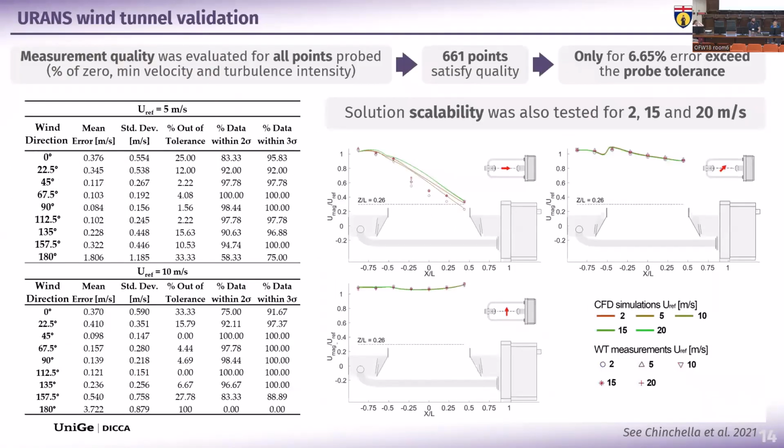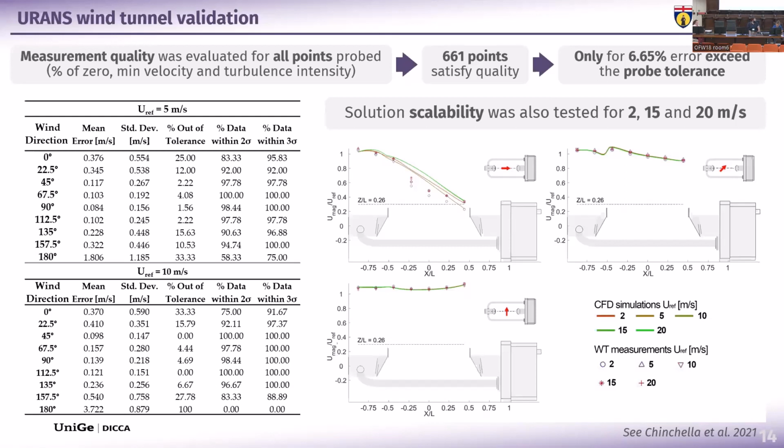Of course, since a very large number of points were measured, the measurement quality was evaluated. All the measurements that did not satisfy a minimal quality level were excluded. After the analysis, a total of 661 points that satisfied quality were used for a statistical validation. Of those, only about 60% of points presented a difference with the fluid dynamic simulation that exceeded the probe tolerance, so actually quite good results.